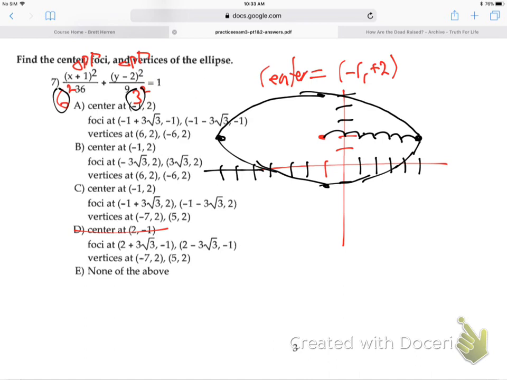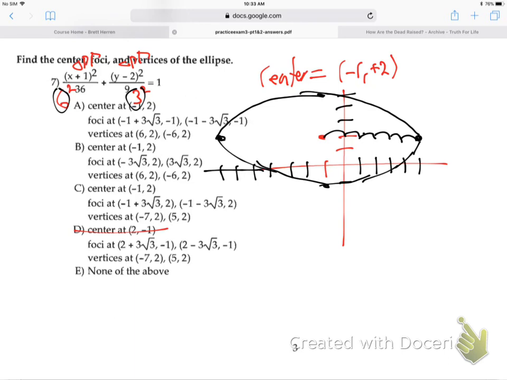Is that good like that? Everybody see how I did that? So back 1, up 2 is the center, right and left 6, up and down 3, because that's what's under X and Y. 6 squared, 3 squared. Make sure you rewrite 36 and 9 as 6 squared, 3 squared. That'll make it easier. Okay.